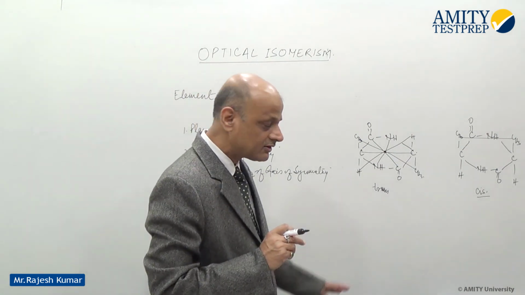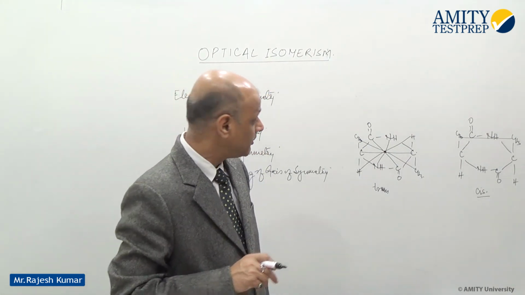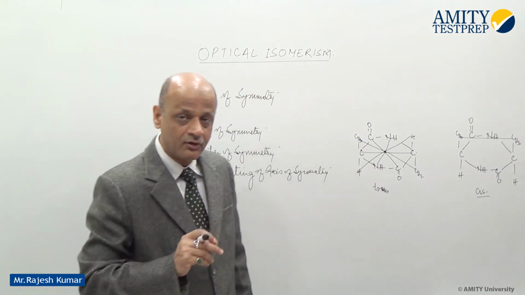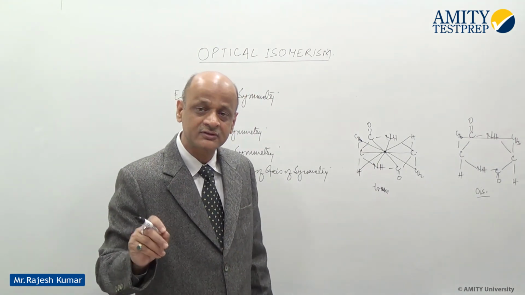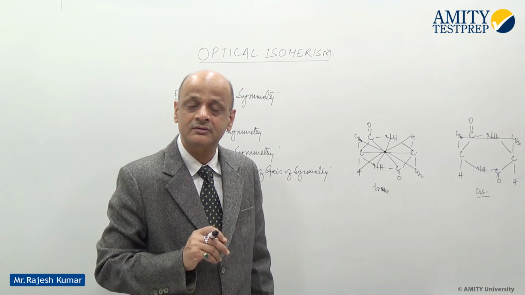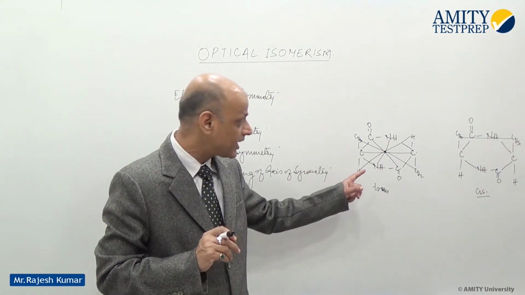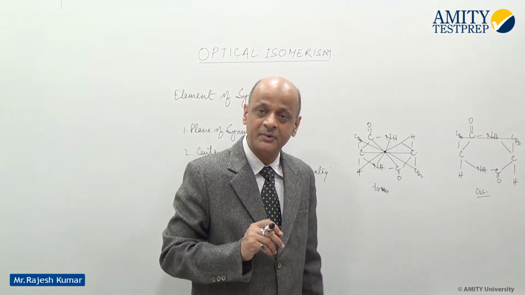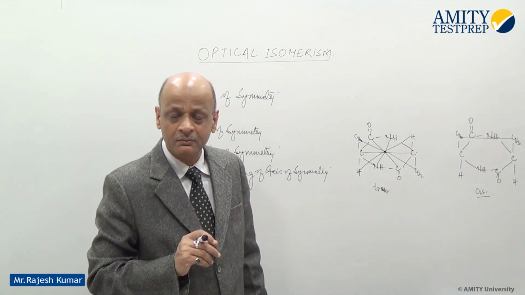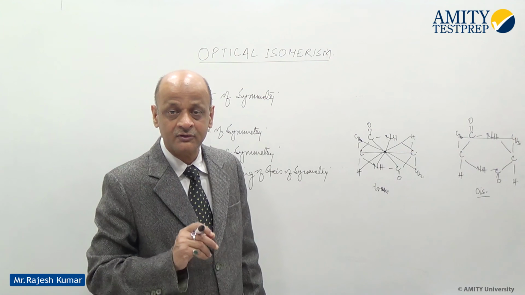But in the trans form, there is a center of symmetry, because when the line joins two different groups opposite to each other, it passes through the center of this cyclic structure. That's why the center of symmetry is present there. Such molecules are optically inactive, but the cis form is optically active due to the non-presence of a center of symmetry.